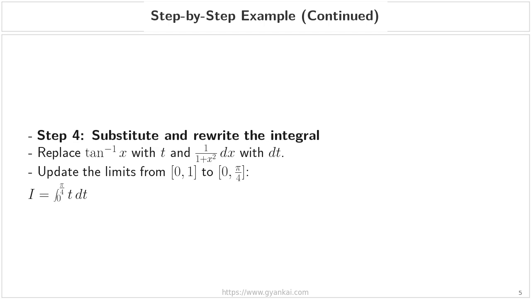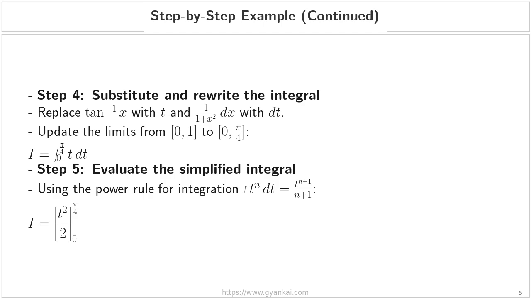Crucially, we also need to update our limits of integration. We're changing our variable from x to t, so the limits need to reflect this. We already calculated these in the previous step. When x is 0, t is the tan inverse of 0, which is 0. And when x is 1, t is the tan inverse of 1, which is pi over 4. Therefore, our integral now transforms into a much simpler form. I equals integral from 0 to pi over 4 of t dt. Notice how much cleaner that looks. We've successfully converted our original integral into one involving just t, which we can handle much more easily.